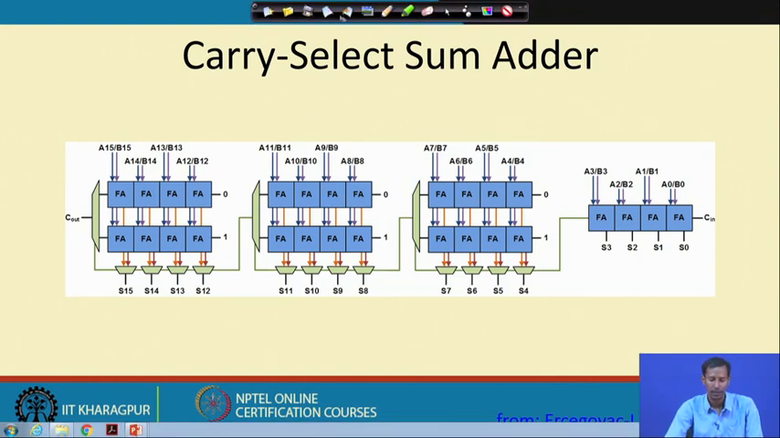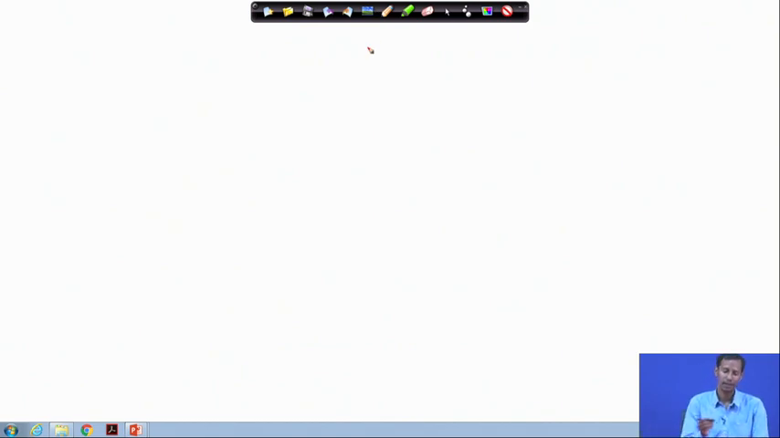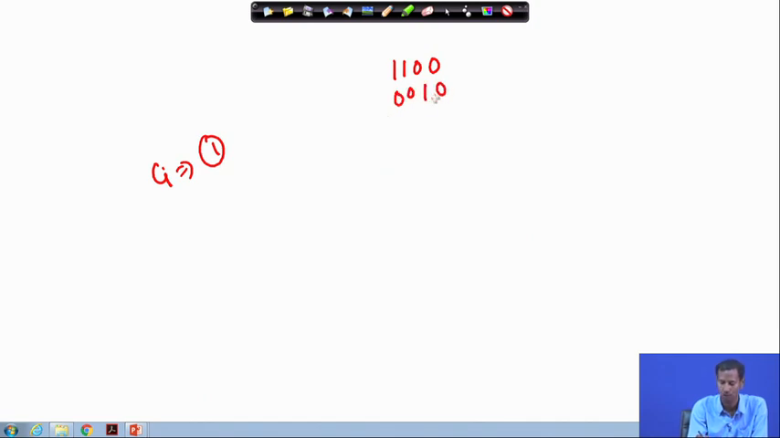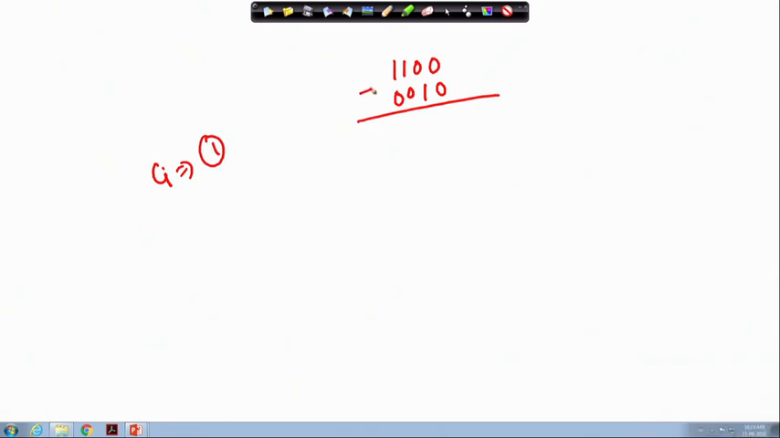Because in the ripple carry adder, if my carry input bit is 1, suppose I need to add 1 1 0 0 along with 0 0 1 0. If my carry input bit is 0, it will just be this, but if my carry input bit is equal to 1, it will be something different, that means the value will be changed.